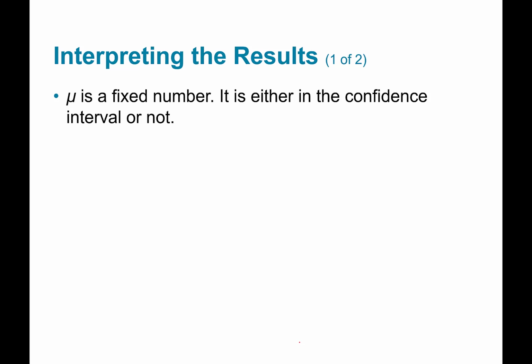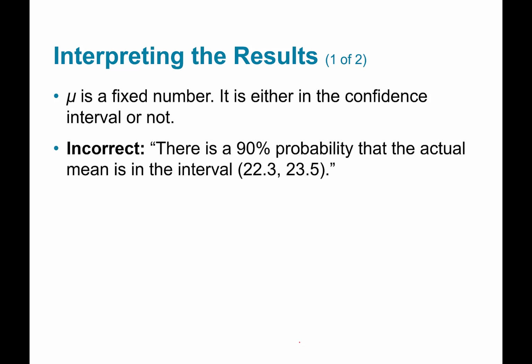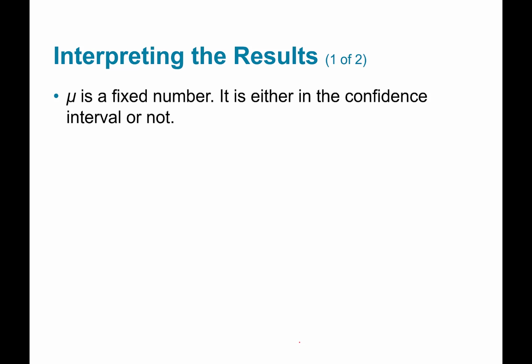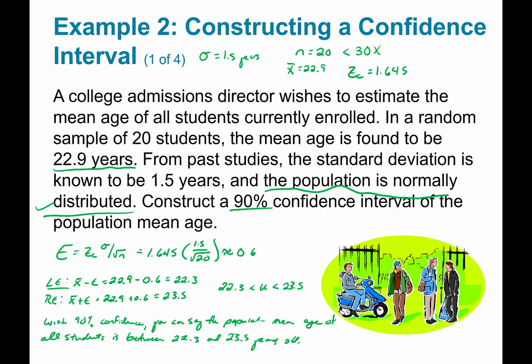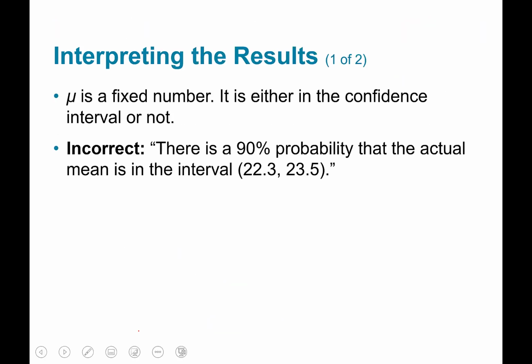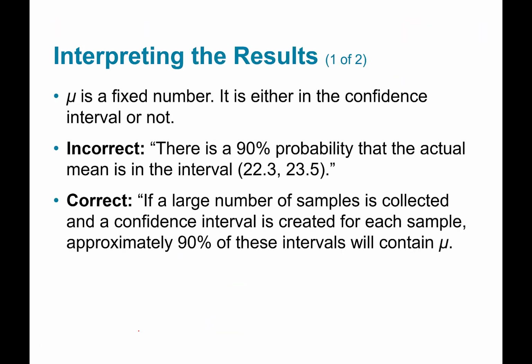So be careful. We're not actually saying there's a 90% probability that the actual mean is in the interval. Notice, we're not saying there's a 90% chance it's in here, right? We're just saying with 90% confidence. So remember, what this is saying is that if we collect a large number of samples, do this over and over and over again, and create a confidence interval for every single one of those samples, then 90% of those confidence intervals will contain our population mean mu.